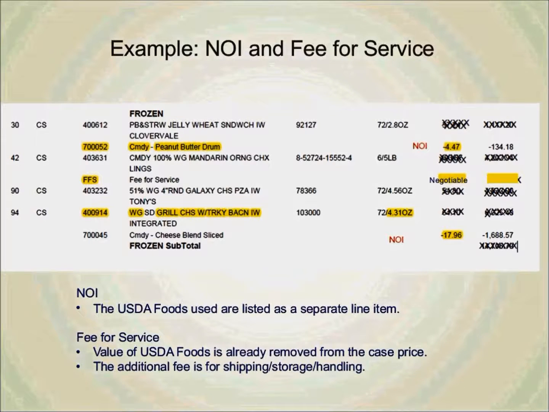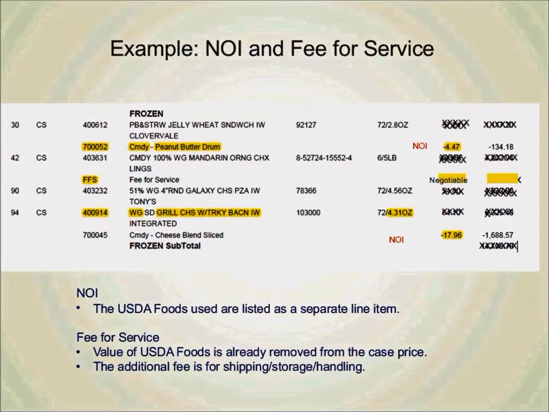Here is another example of an invoice from a distributor. You can see that an invoice can contain multiple value pass-through methods, as it is determined which method is used by the processor. Some of the costs have been deleted as they are negotiable. The first and third highlighted items, the peanut butter and jelly sandwich and the grilled cheese and turkey sandwich, are an example of NOI. Each USDA Foods used in the end product is listed as a separate line item, in this example, peanut butter and cheese. The amount discounted per case is listed under the unit price, which is multiplied by the amount of cases shipped.